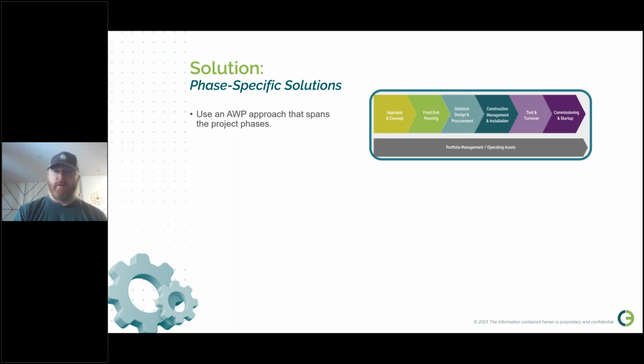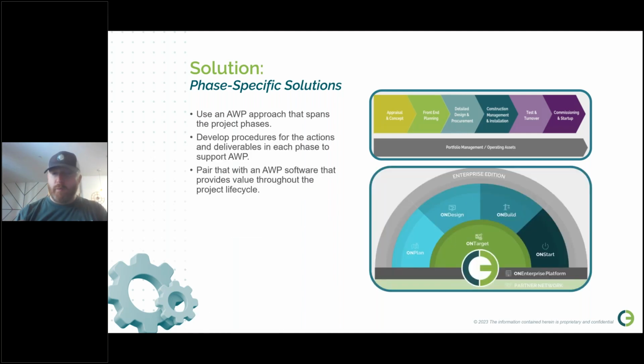phase-specific solutions. And by that we mean, for the first thing, use an AWP approach that spans the project phases. Understand what you need to do in each phase of the project to support AWP. You're not going to be able to do it all day one, and you're not going to get value if you leave it all to the end.